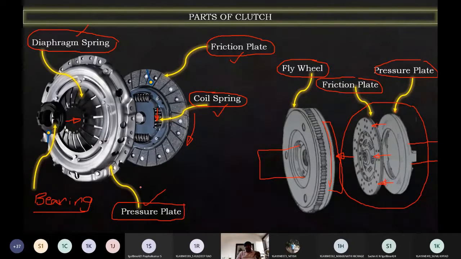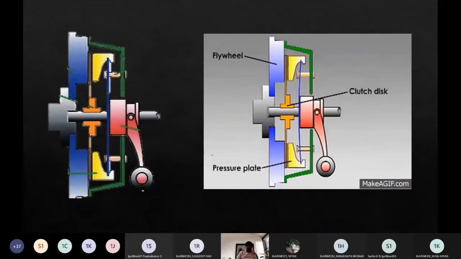When it comes to the construction, the friction plate is attached to the flywheel. The load on the friction plate is given with the help of the pressure plate. The diaphragm spring is used for engagement and disengagement of this entire clutch plate. This is the concept you need to understand. Now try to see this video, how exactly this entire clutch will work.